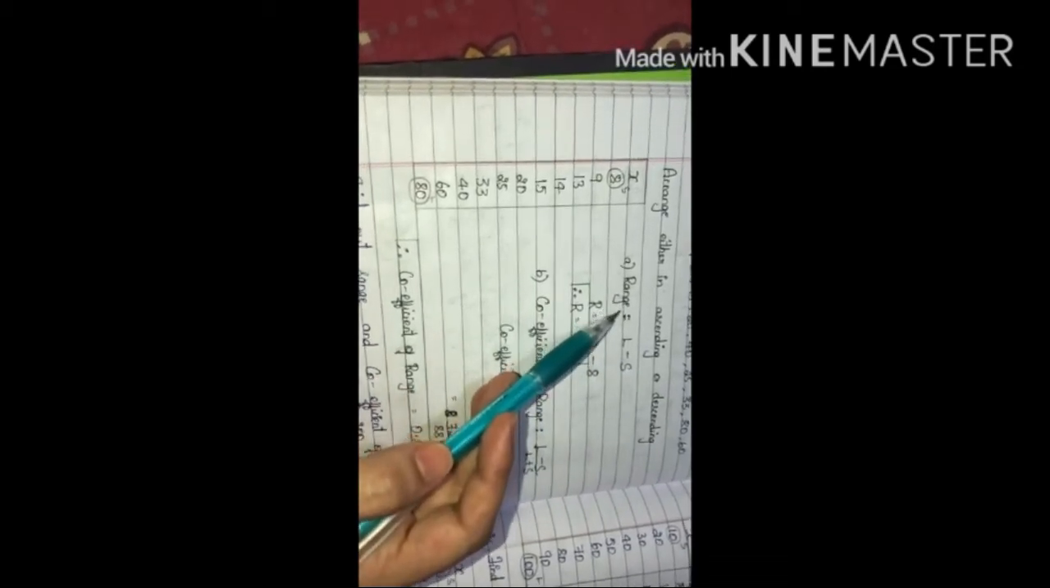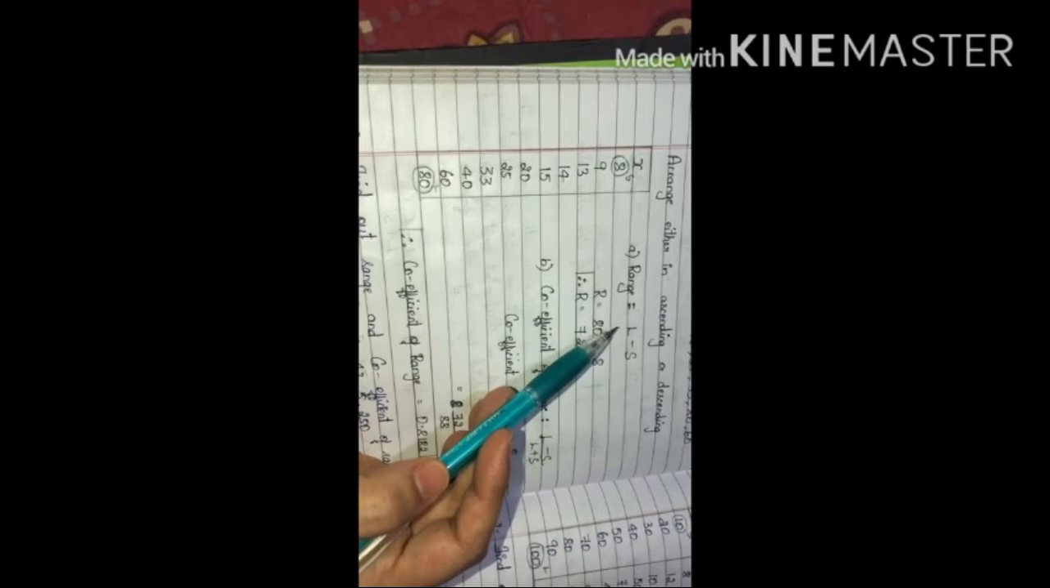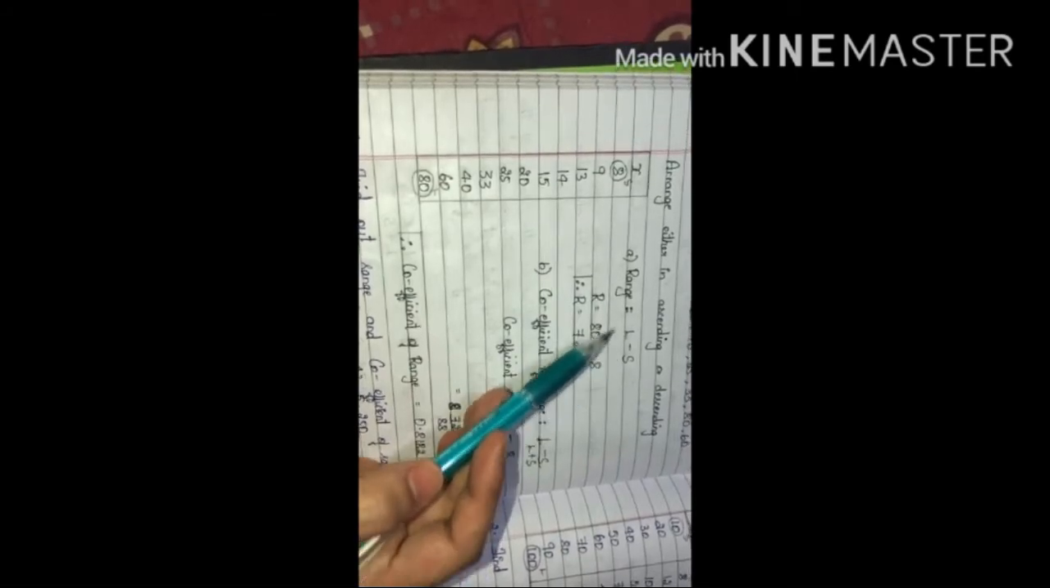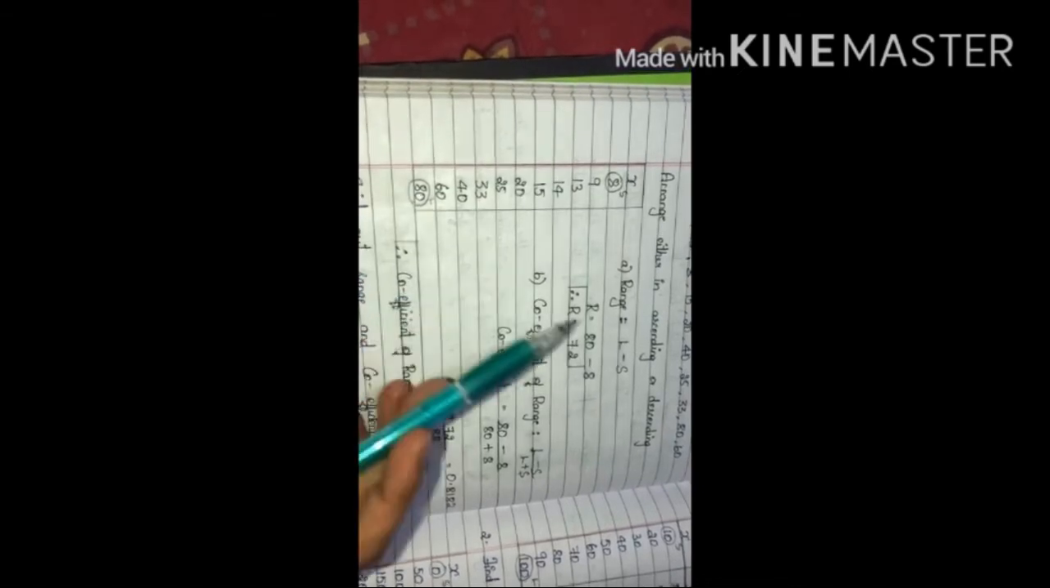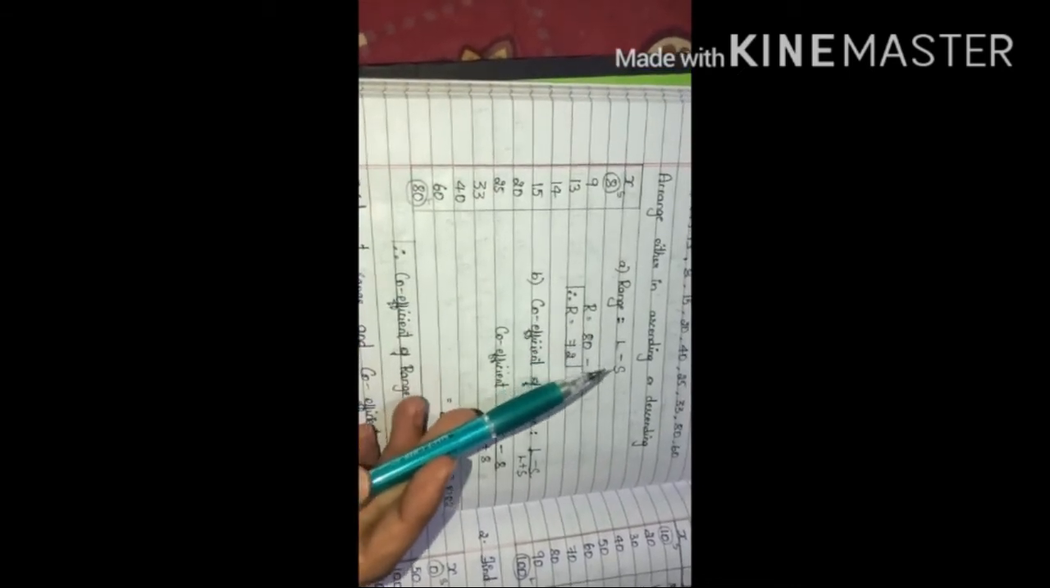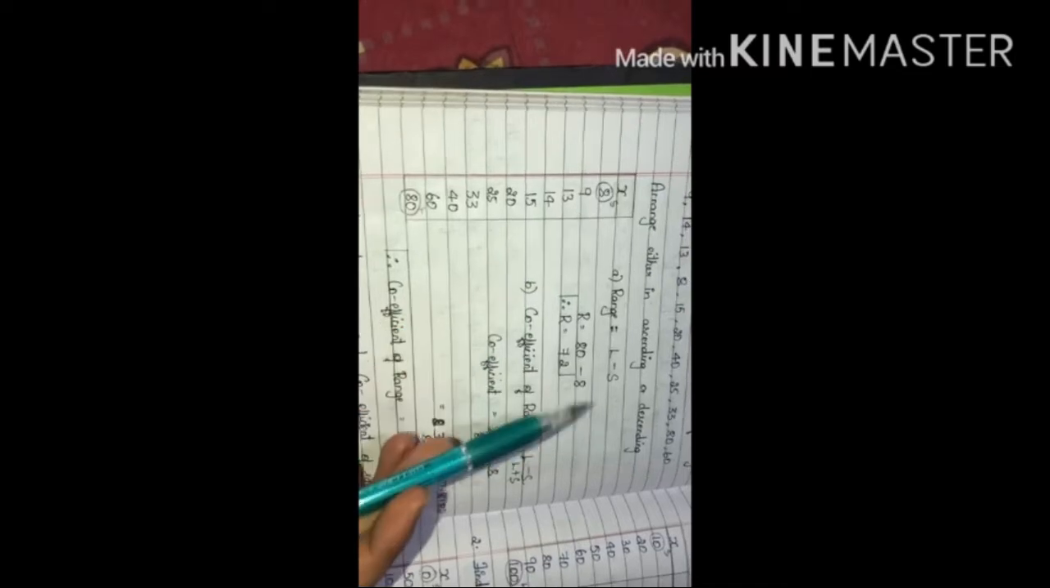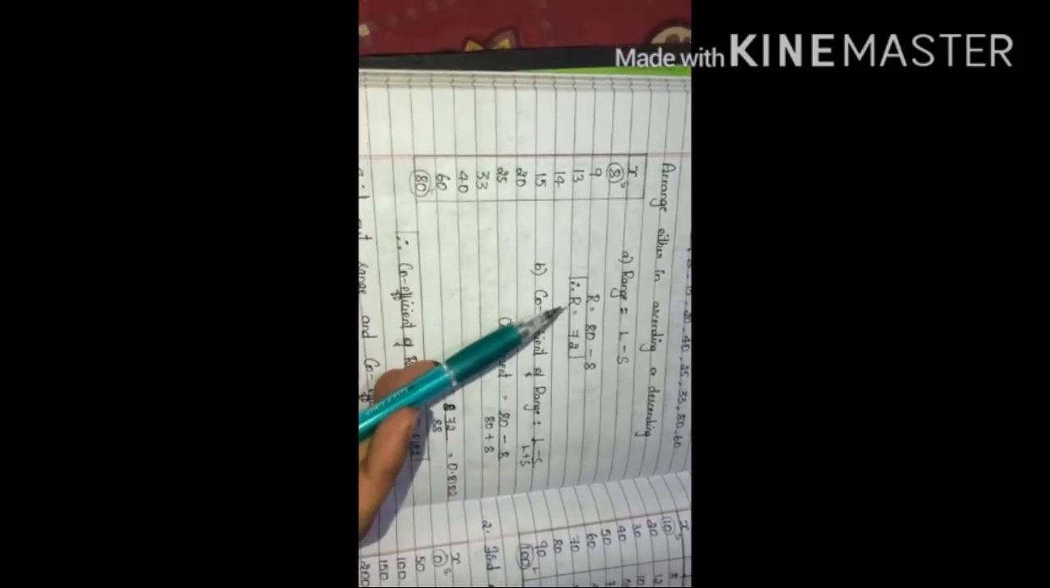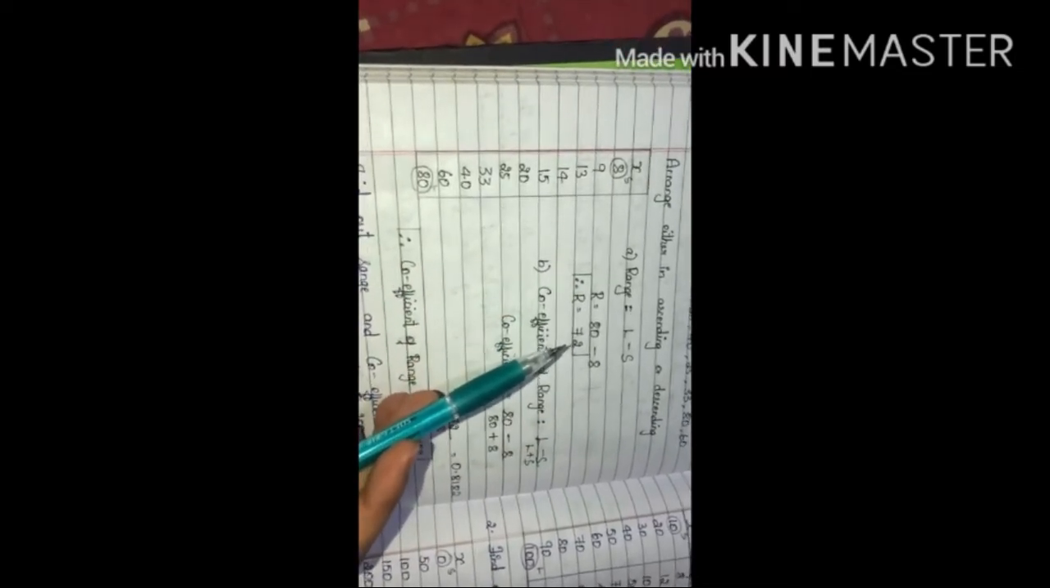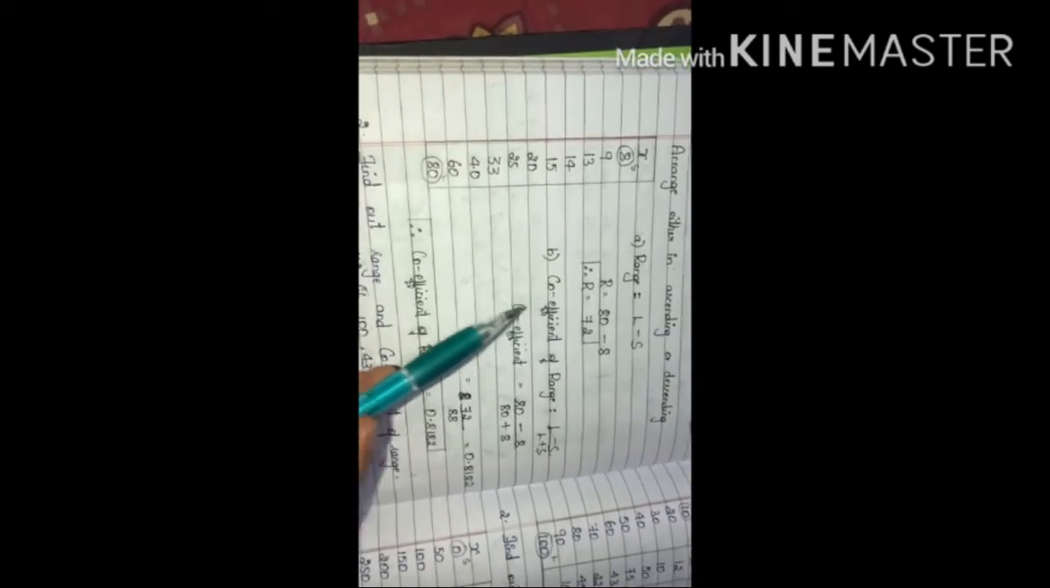The formula of range is equal to largest value minus smallest value. In this given data, which is the largest? 80 is the largest, so I have written 80 here, minus the smallest, which is 8. So 80 minus 8, range is equal to 72. Very simple. It will be asked for 2 marks.